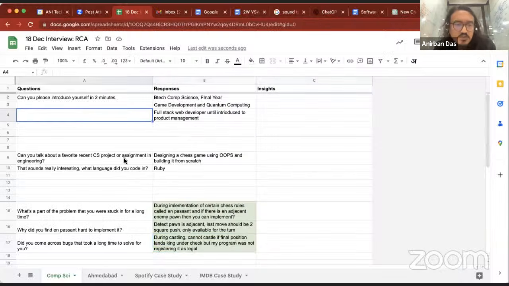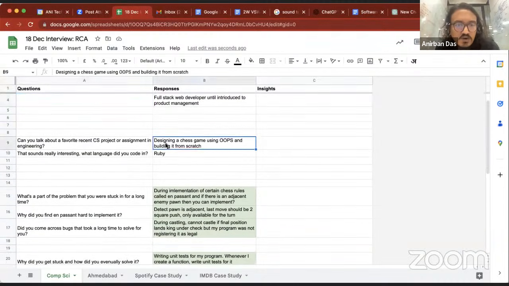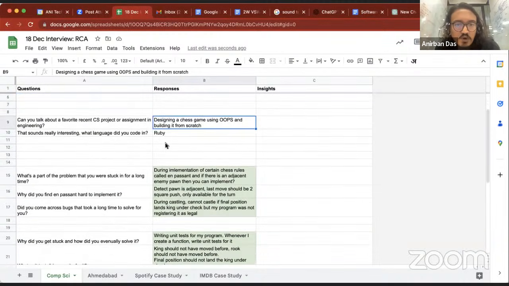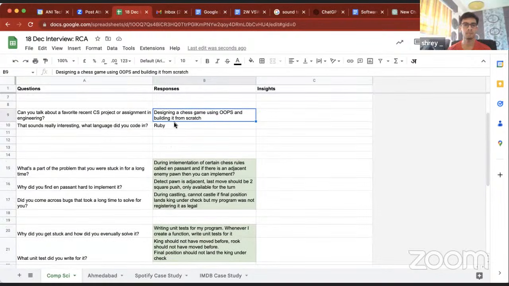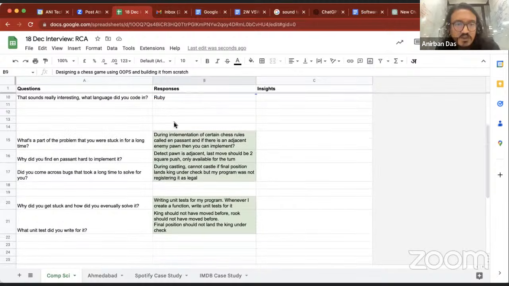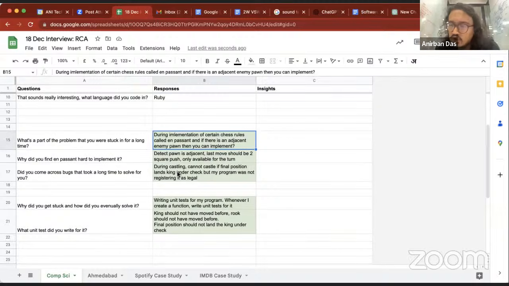Okay. So we started off with your introduction and your comp science background. You spoke about how you used Ruby to program a chess game. So I think this part you answered fairly well. It showed that you were fairly deep in the problem, and when probed, you were able to actually talk about the specifics.